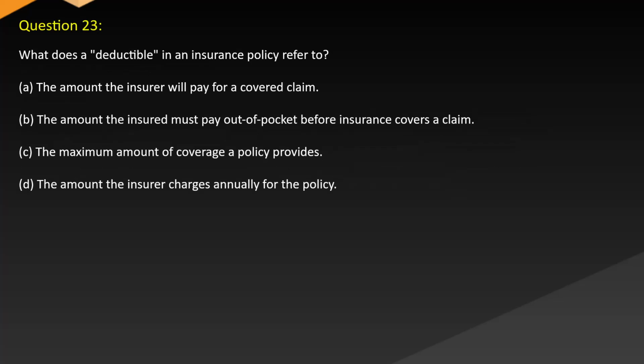Question 23. What does a deductible in an insurance policy refer to? A. The amount the insurer will pay for a covered claim. B. The amount the insured must pay out of pocket before insurance covers a claim. C. The maximum amount of coverage a policy provides. D. The amount the insurer charges annually for the policy.